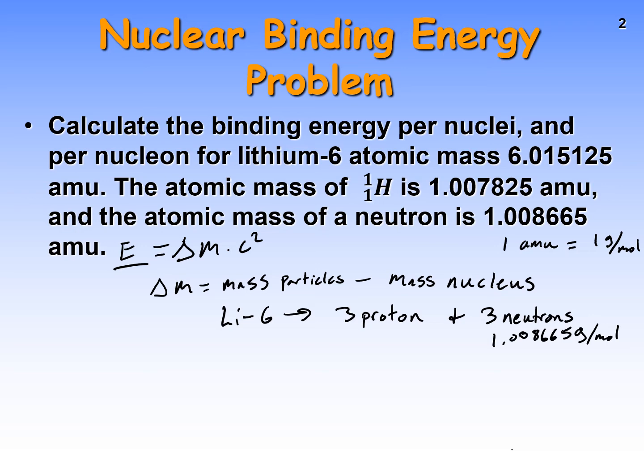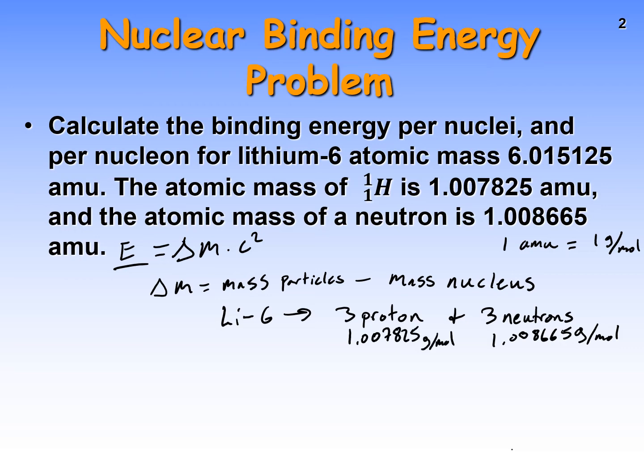The next thing we have to figure out is what's the mass of a single proton. Well, if we look at a hydrogen atom, specifically a hydrogen-1 atom, hydrogen-1 is just a single proton by itself. So the mass of a hydrogen-1 atom is the same thing as the mass of a proton.